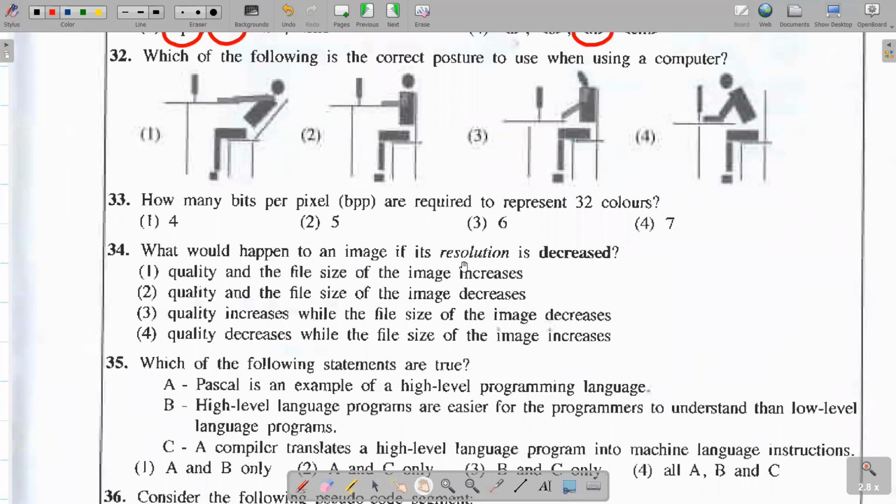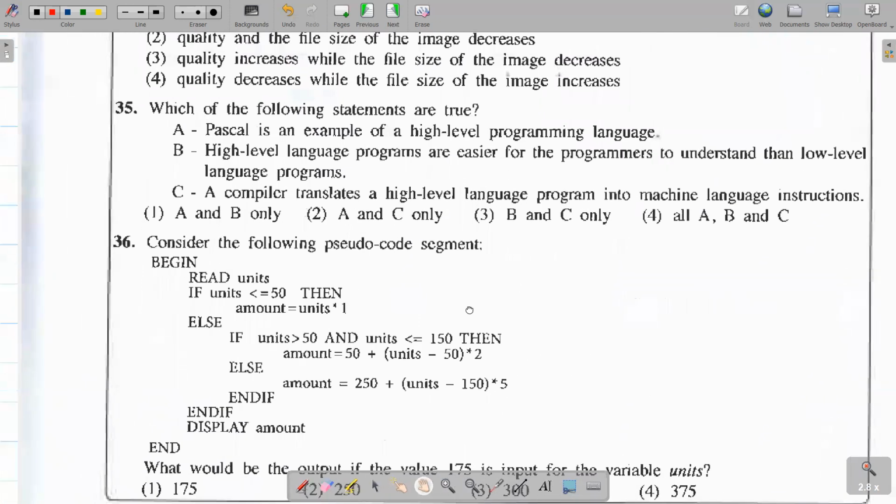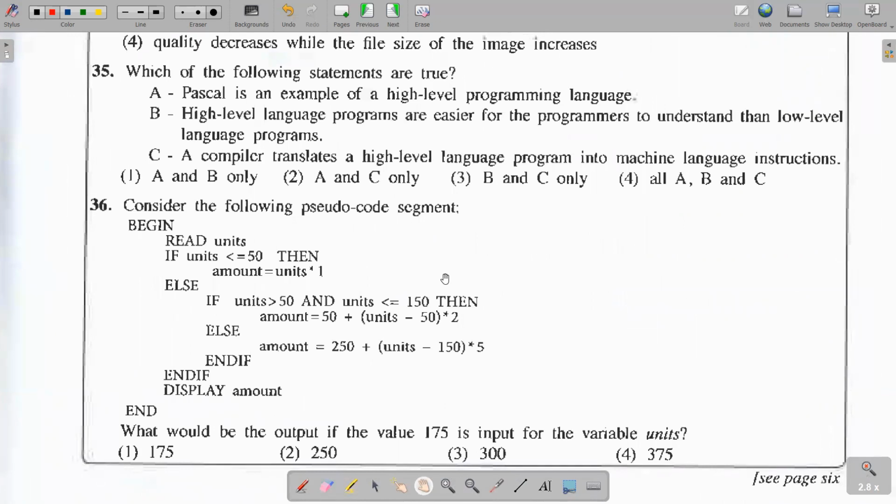Right, then 35th. Which of the following statements are true? A, Pascal is an example of a high-level programming language. Yeah, that is correct, because high-level programming languages means anything other than the machine language and the assembly language, because only those two are considered to be low-level languages, and Pascal is considered to be a high-level language. So Pascal is an example of a high-level language.